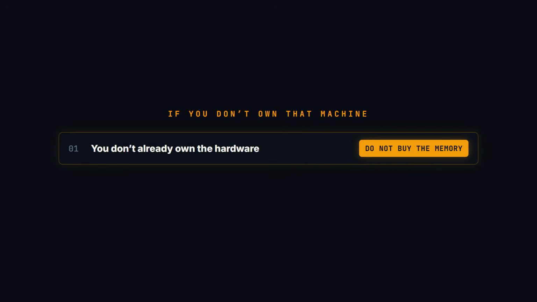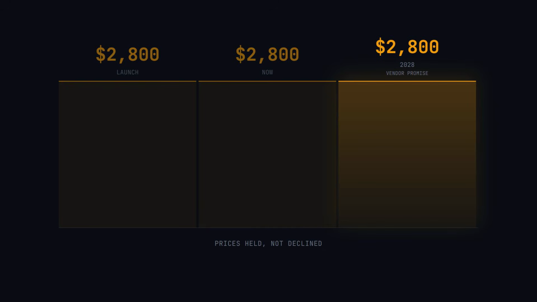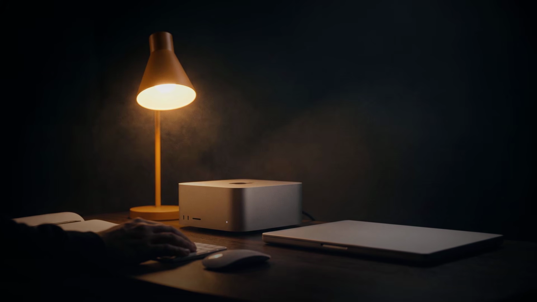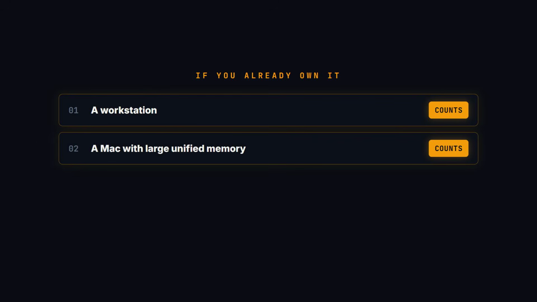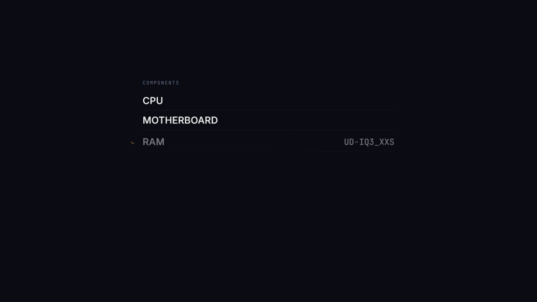So the honest version of the advice is this. If you don't own that machine, the correct move in 2026 is not to buy the memory. Not at these prices. And not with a vendor telling you the prices hold until 2028. And if you already own it, a workstation, a Mac with a large unified memory configuration, a server somebody handed down to you, then flip the flag, pull the 3-bit build, and go. A Frontier-class open model on hardware you already paid for is a genuinely great outcome, and you should take it.